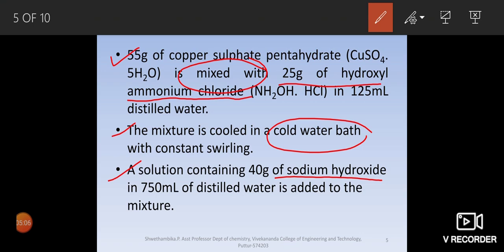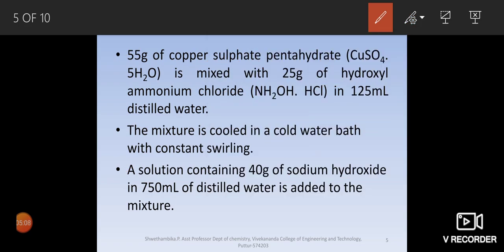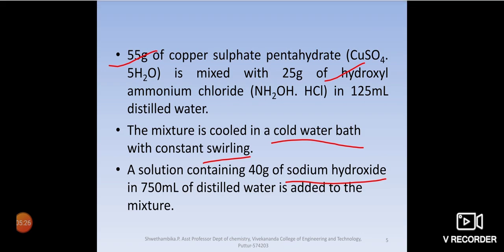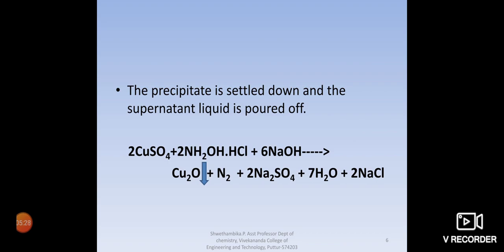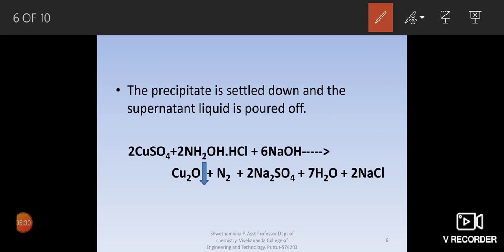So let me once summarize till here. First step, we have to take the copper sulfate solution, and then we have to take the hydroxyl ammonium chloride solution, and the mixture must be kept under a cold water bath. Go for continuous swirling and then add a sodium hydroxide solution. When we do this much, automatically this particular reaction takes place.